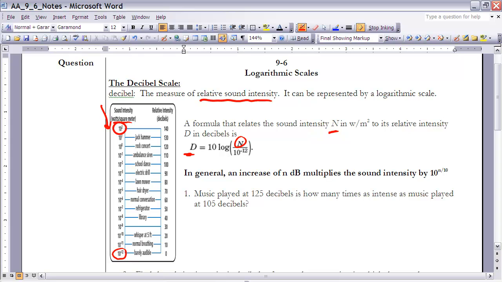In general, and I have this in bold because you're going to need to be able to use this in a number of different problems here, an increase of N decibels multiplies the sound intensity by 10 to the N over 10.